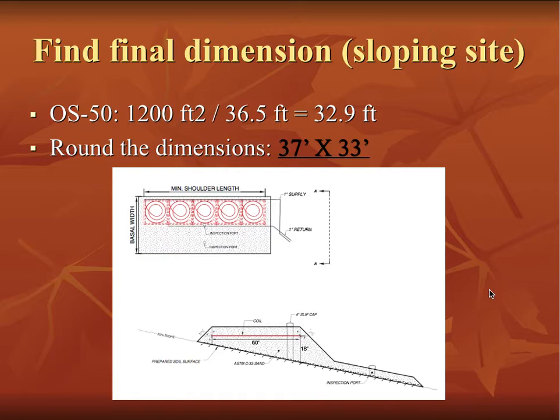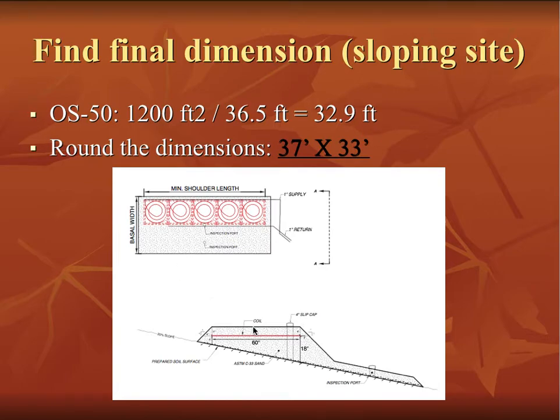So from here, it's exactly the same. Now that we have our length, we take our total area of 1,200 square feet, divide by 36.5 feet, and that's going to give us 32.9 feet. Round up to the nearest foot, and our dimensions for our sloping site is 37 by 33 feet.